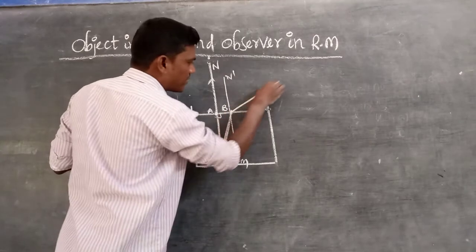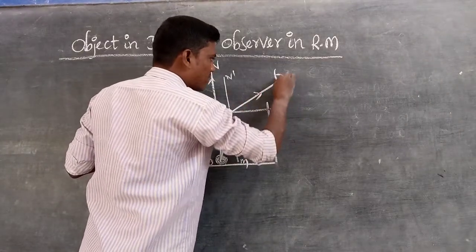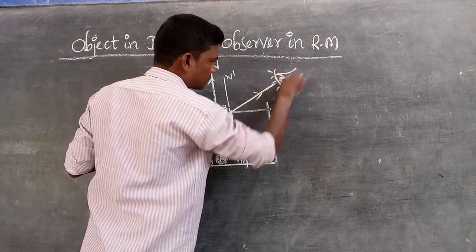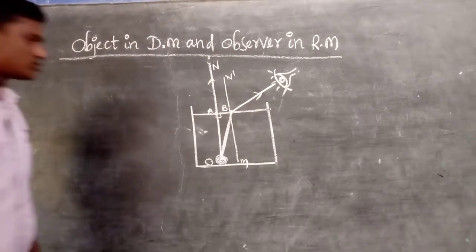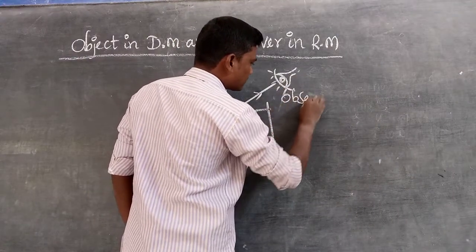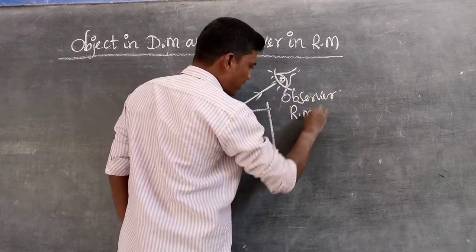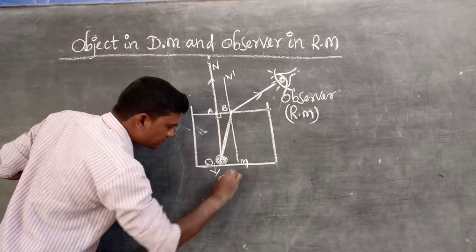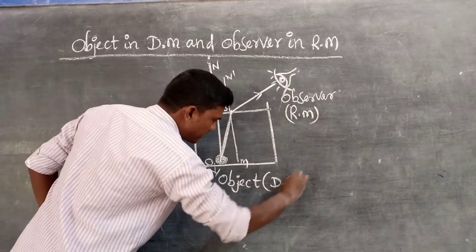Now this ray will be deviated due to the refraction. Here we can set the observer, like this. So here this is the observer's eye. Okay, observer in which medium? Rarer medium. Here O is the object. It is in which medium? Denser medium.